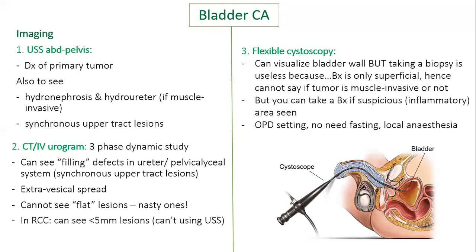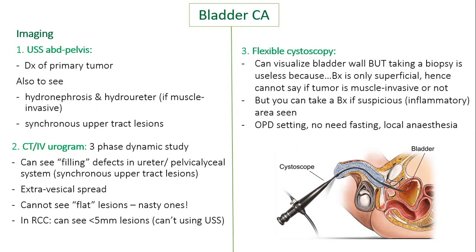In addition, you have the other benefits of CT, common to both CT and CT urogram, that is extravesical spread. The thing is, you cannot see flat lesions in this CT urogram, and flat lesions are actually very problematic. We always think the bigger the tumor, the more problematic it is, no. In bladder CA, the flat lesions are the nasty ones. Sometimes even the urogram cannot really see this. That's why we have to rely on something like cystoscopy, because you can see the inside of the bladder and actually see the tumor.